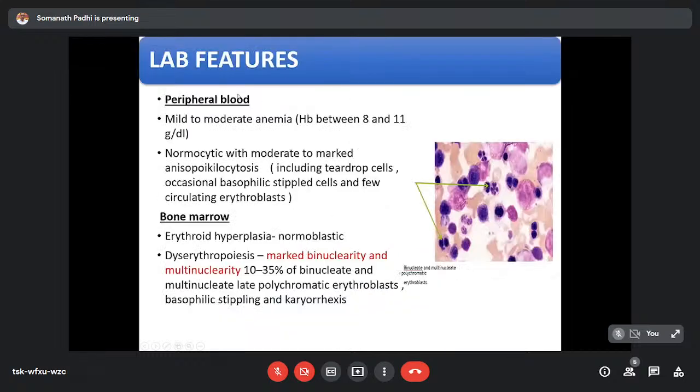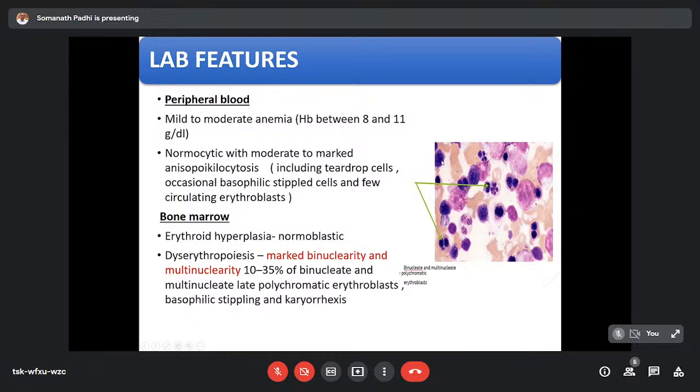So the lab features of CDA type 2 are much more characteristic and much better delineated and described. The number of cases of CDA type 2 is much more than 1000 cases. Numerous registries have highlighted that this is the most common CDA type, that is CDA type 2. Mild to moderate anemia was 8 to 11 gram per deciliter, normocytic with moderate to marked anisopoikilocytosis. So in contrast to CDA type 1, which is microcytic, these patients are usually normocytic, and there is moderate to marked anisopoikilocytosis, teardrop cells, basophilic stippling, and a few circulating erythroblasts.